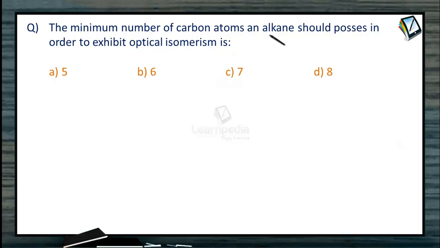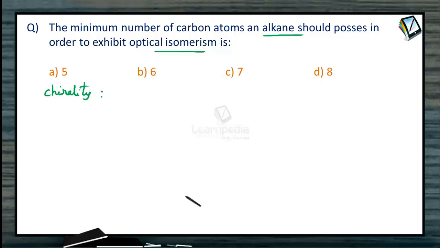The minimum number of carbon atoms an alkane should possess in order to exhibit optical isomerism is... So how many minimum number of carbon atoms are to be there in an alkane in order to exhibit optical isomerism? So what is the compulsory criteria for an organic compound to exhibit optical isomerism? It is nothing but chirality, isn't it?